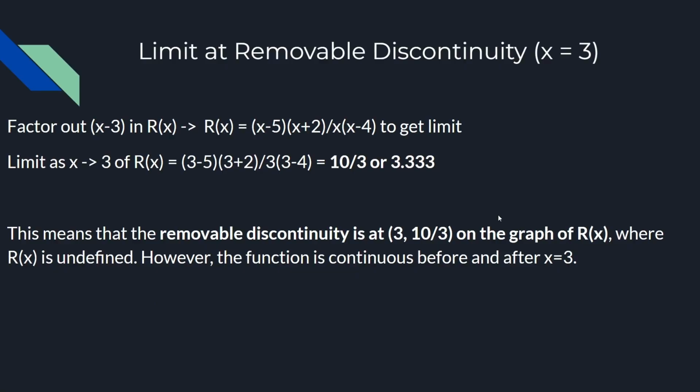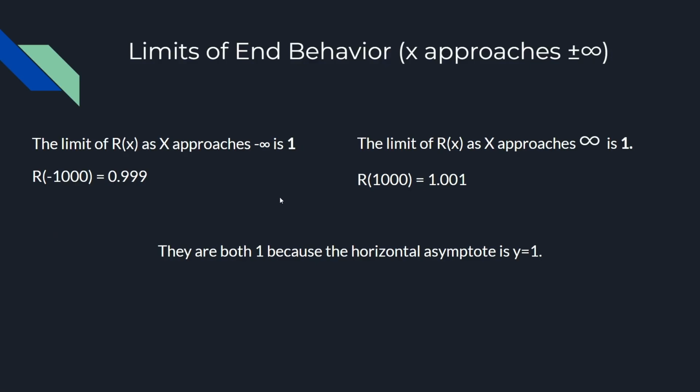And then the limit at the removable discontinuity is 10 over 3, and I got that by factoring out x minus 3 on the bottom and the top, and then just putting in 3 to get the limit. So the limit as x approaches negative infinity is 1, and the limit as x approaches positive infinity is also 1 because of the horizontal asymptote at y equals 1.